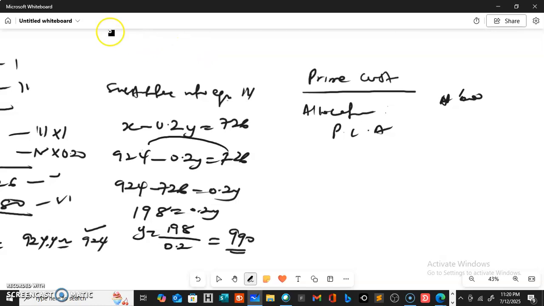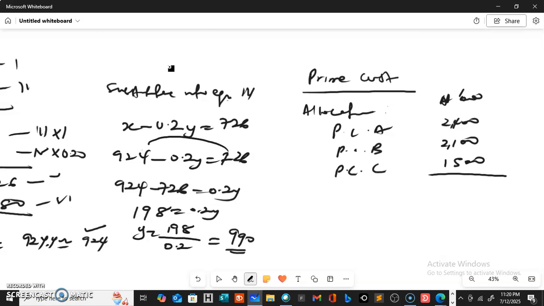So in the question, how much was allocated to production center A? The sum of 2,400,000 was allocated, which is the direct cost. For production center B, 2,100,000 was allocated, and for production center C, we're told that 1,500,000 was allocated. At the end of the day, we have 6 million. So our prime cost is 6 million.